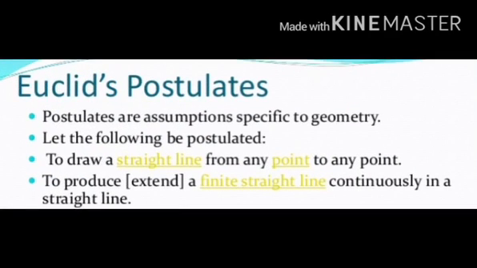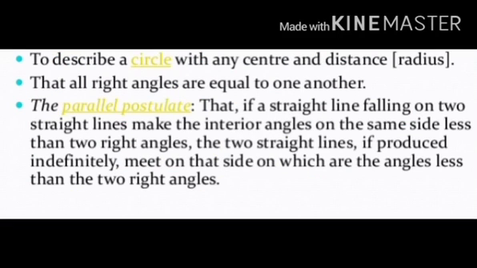Now Euclid's postulates. Postulates are assumptions specific to geometry. Let the following be postulated. Postulate 1: To draw a straight line from any point to any point. Postulate 2: To produce a finite straight line continuously in a straight line. Postulate 3: To describe a circle with any center and distance, the radius. Postulate 4: That all right angles are equal to one another.